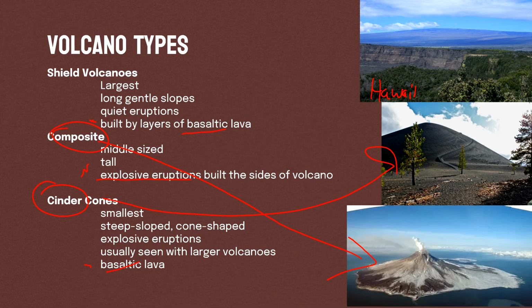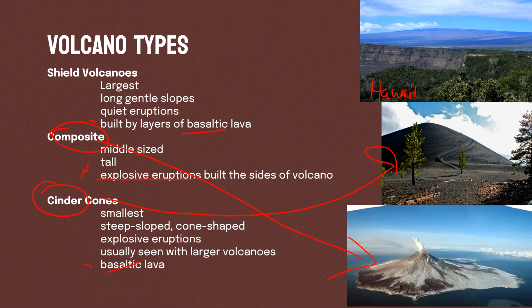Here's some more of the information from it. So shield volcanoes are the largest, with gentle slopes, quiet eruptions, built by layers of basaltic magma. That's how you get those almost convex sides. This picture on the top right is a picture of the Hawaii volcano. And as you can see, it's clear on the horizon. You can hardly tell that it's a volcano because it's so big and so gently sloping. Okay, and basaltic magma. And then the composite volcano is the middle-sized volcano.